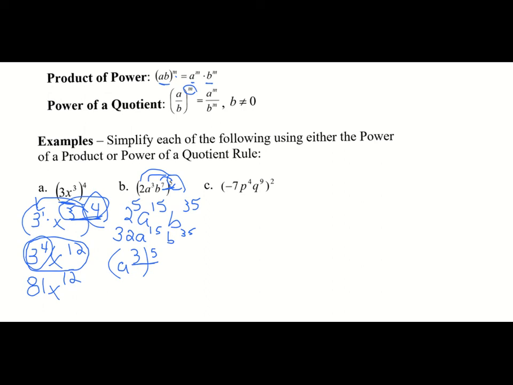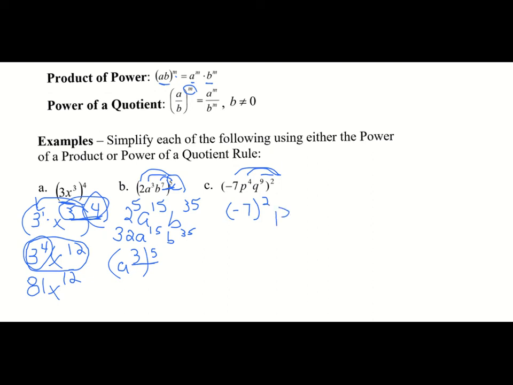All right, for C, we are going to end up with, again, distribute that 2 to each factor on the inside. So the -7, the p to the 4th, and the q to the 9th. So I'm going to end up with, and here we do want to have parentheses because we want that whole -7 raised to the 2nd power. So -7 to the 2nd power.